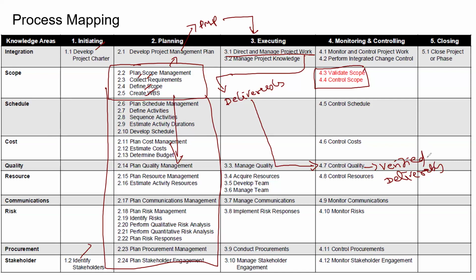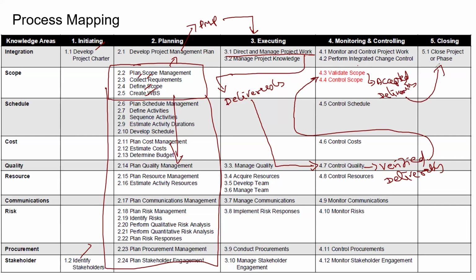The process in which the customer is accepting the deliverables is validate scope. Validate scope is the process in which the customer accepts or rejects the deliverable. So the customer will be checking the deliverable to know whether it is meeting their requirements. If yes, the output will be accepted deliverables. Once the deliverable is accepted, that means you are at the end of the project or the end of the phase. So it will go to close project or phase.